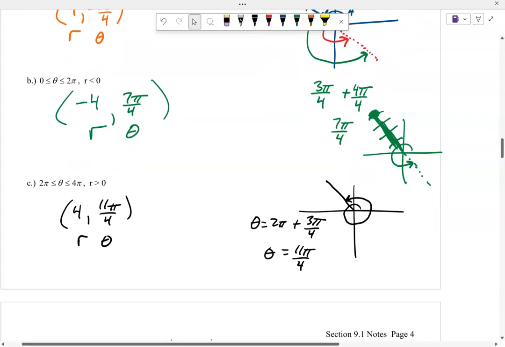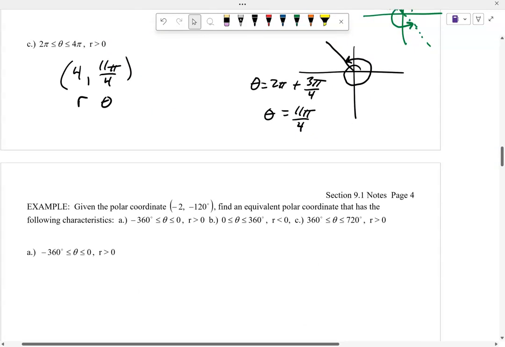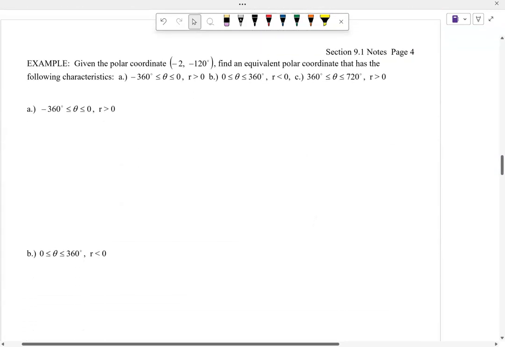All right. Okay, this next one, this would be a good one for you guys to try. I'd go ahead and pause this.